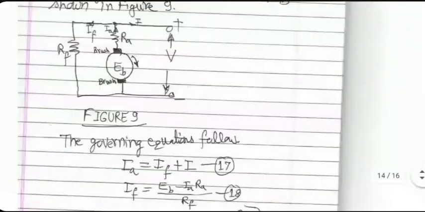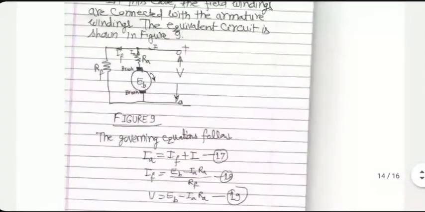I think you can see the equations here and you can see why they are there. Kirchhoff's current law tells you that IA should be equal to IF plus I, because at that node at the top, input current should be equal to the sum of the two output currents. That gives you equation 17. You'll be getting this document. You can always go back and look at it carefully.